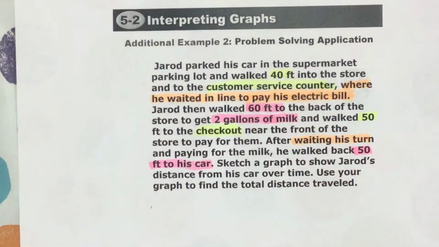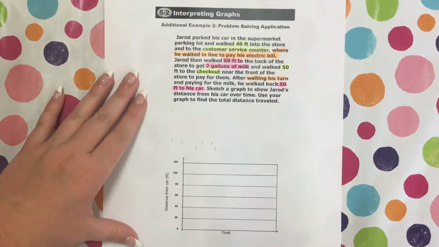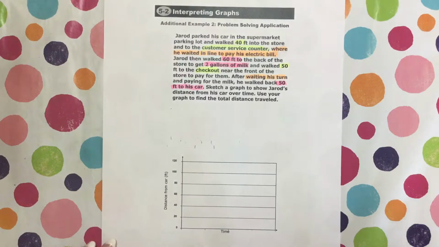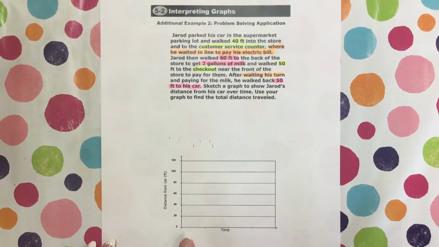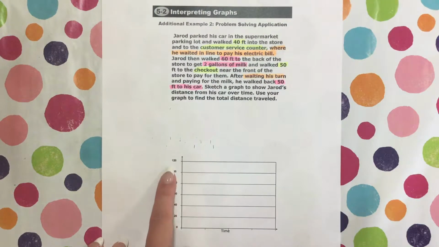Okay, so we're just going to start with the first thing and move from there. So we have a graph here. The x-axis is referring to the time, and here on the y-axis is the distance that he traveled from the car. So we're talking about the distance from the car. So let's go ahead and get started with this one.